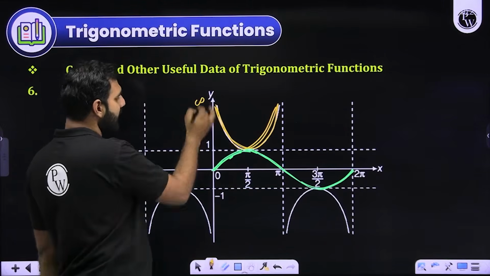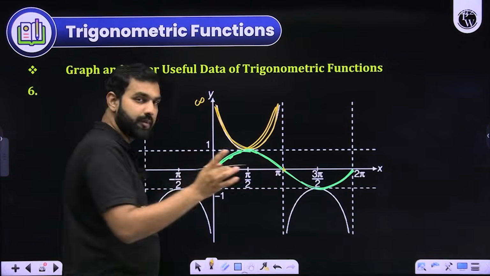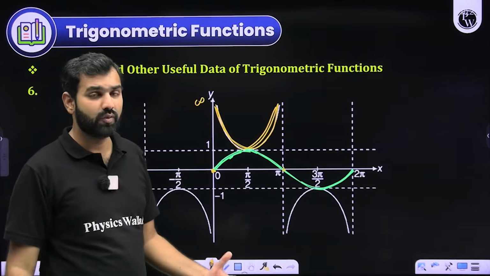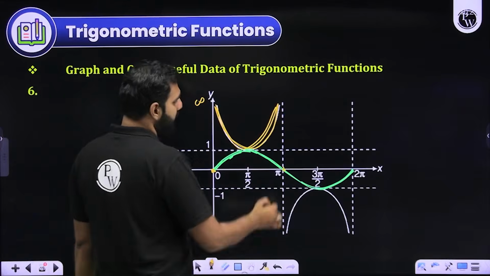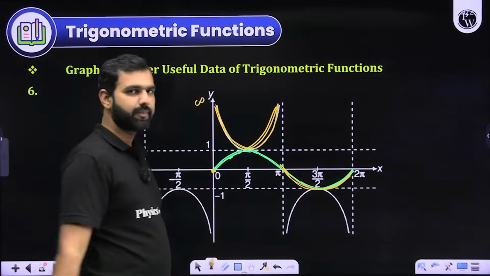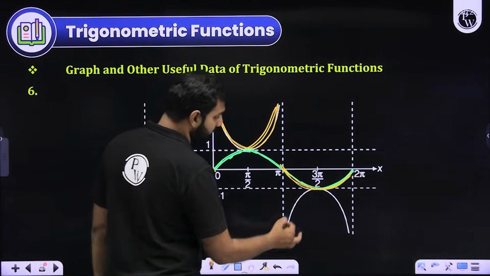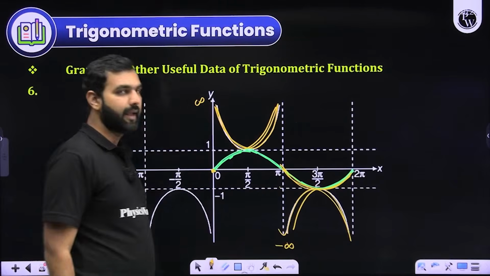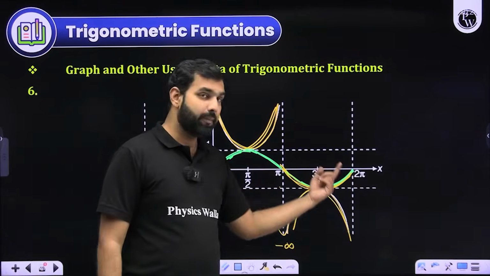Are you seeing it? And at 0 and pi, sin x becomes 0. So at 0 and pi, cosec x will not be defined. Similarly, between pi to 2 pi, sin x is between minus 1 to 0. So between pi to 2 pi, cosec x will be between minus infinity to minus 1. And yes, at pi and 2 pi, sin x was 0.